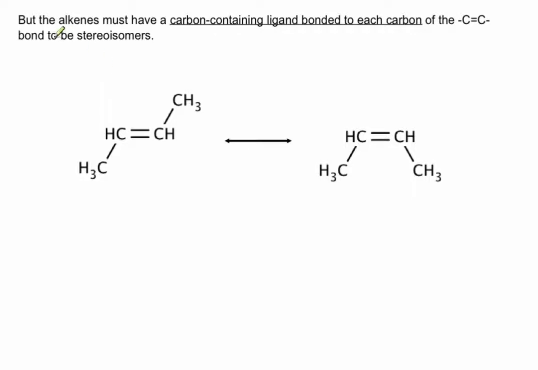And so here's why. Alkenes must have carbon-containing ligands bonded to each carbon of the carbon-carbon double bond to be a stereoisomer. So again, if we quickly go look at the ligands, here's a double bond on carbon 2 to carbon 3. There's a ligand and there's a ligand. So this will exhibit cis-trans isomerism. This is in fact trans.